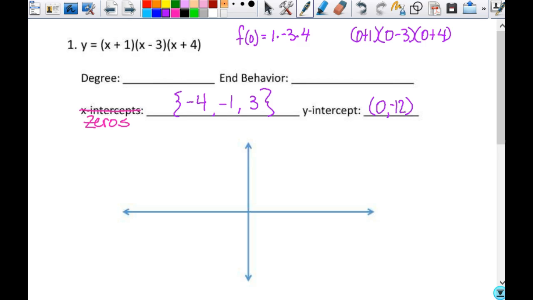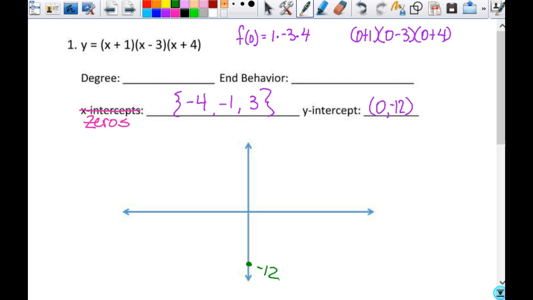Now, scale is not super important here. I mean, it is, but the x and y scale clearly doesn't have to be the same. You don't even necessarily have to put little hash marks on the y-axis. It is at a negative 12, so I'm going to put it down here. Let's just go ahead and graph it. So I'm here at negative 12.